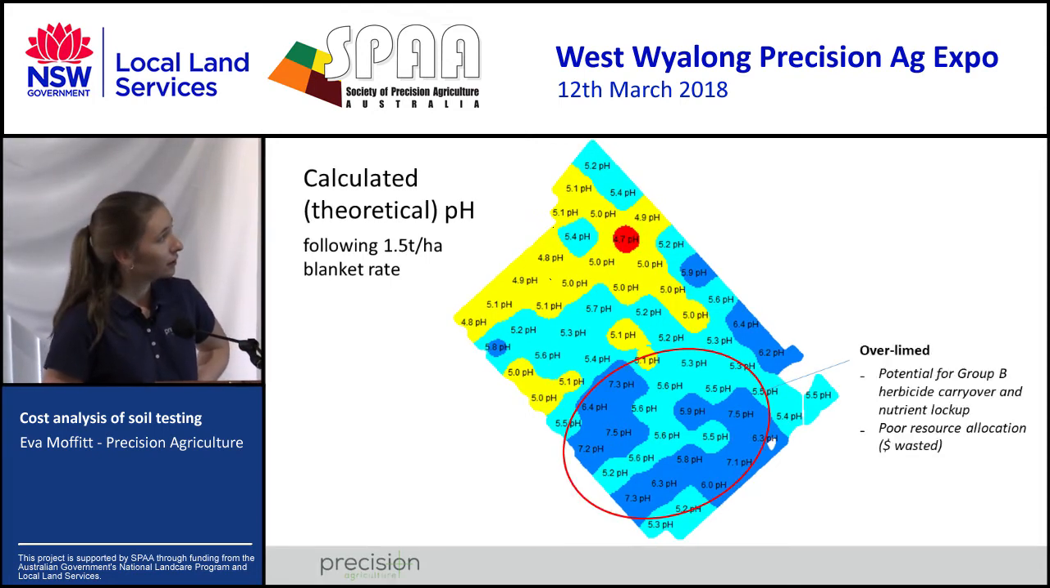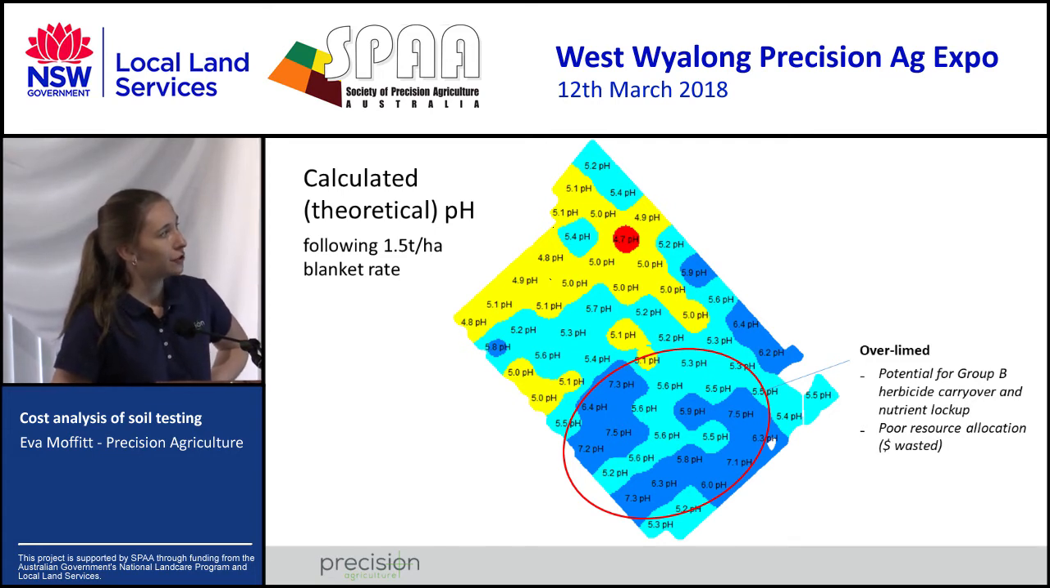So in the overlimed areas, we have potential for some Group B herbicide carryover and also nutrient lockup in alkaline soils, and also just poor resource allocation, so it's just money wasted because we didn't need to put it there.